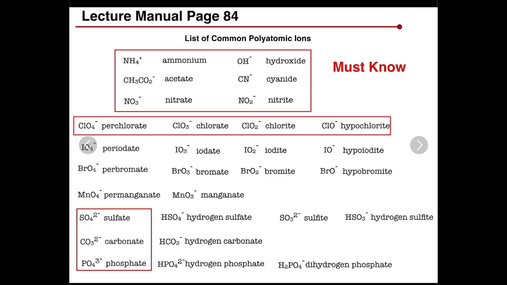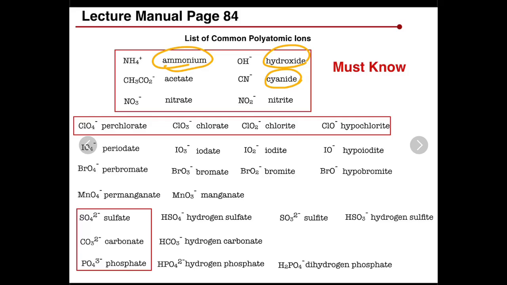The only species that do not end with ate would be ammonium. Okay, so that would be the exception. Ammonium, hydroxide, cyanide. Those are the 3 that don't end with ate that are part of the polyatomic ions. And you are actually going to use those the most too when we talk about, especially with hydroxide, acid base.